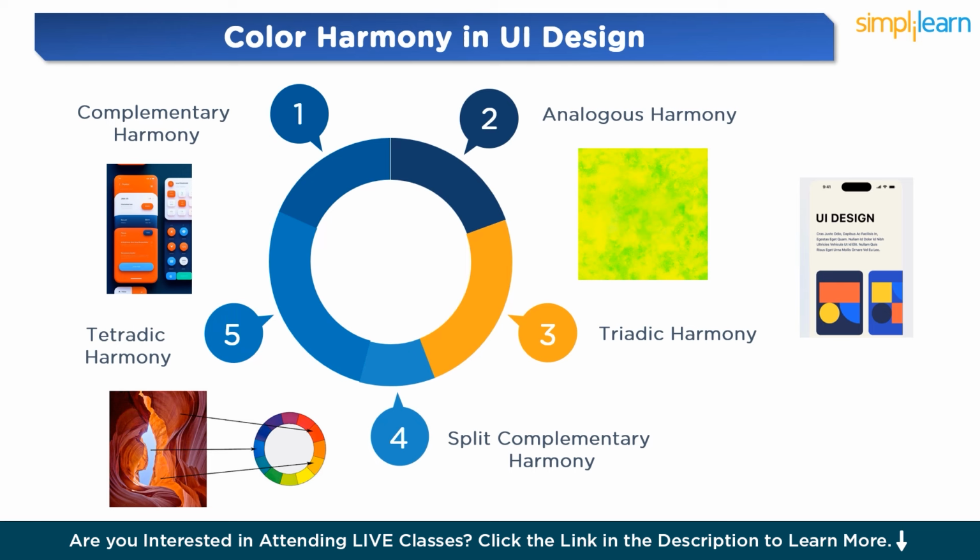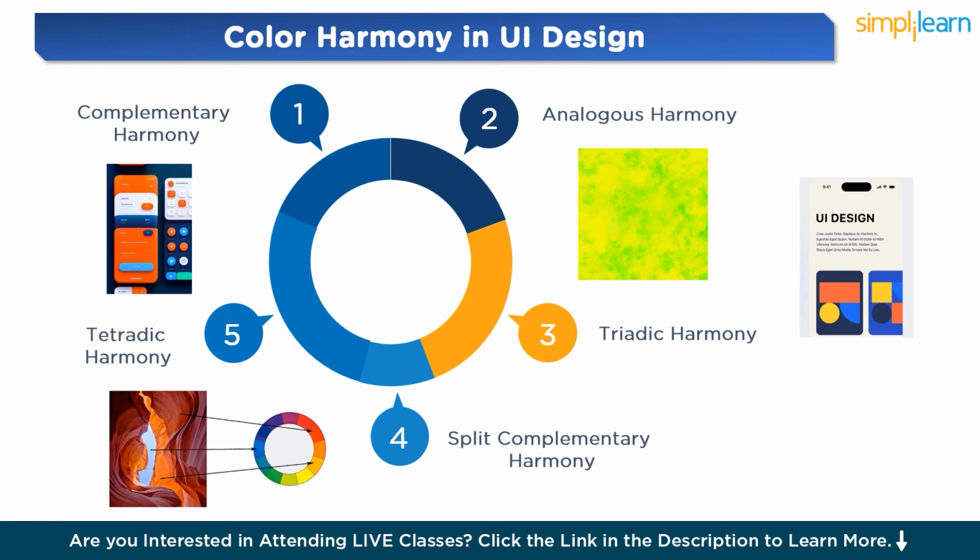4. Split complementary harmony. Similar to complementary harmony, but instead of using the exact opposite color, it utilizes two colors adjacent to the complementary color. Example, a UI using red with yellow green and blue green. This scheme maintains the contrast of complementary colors while offering a more subtle and balanced look.